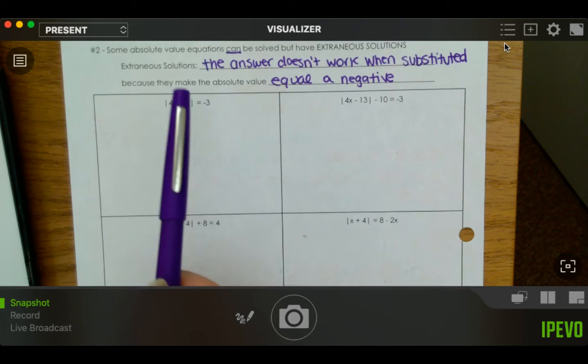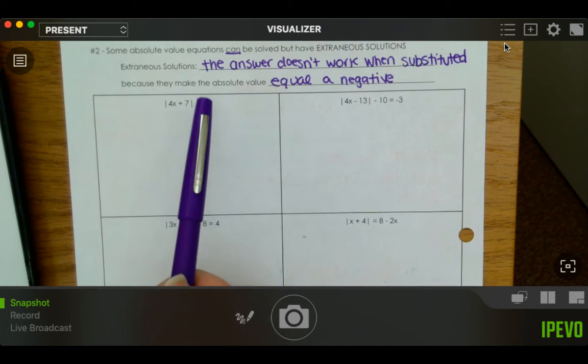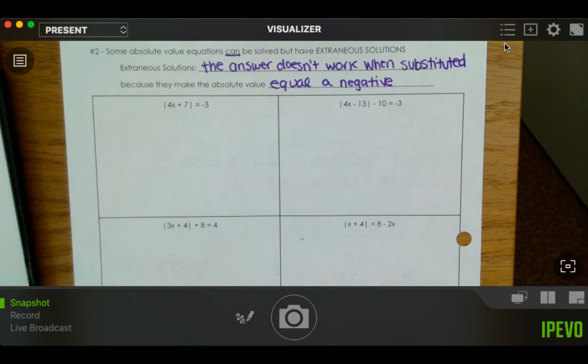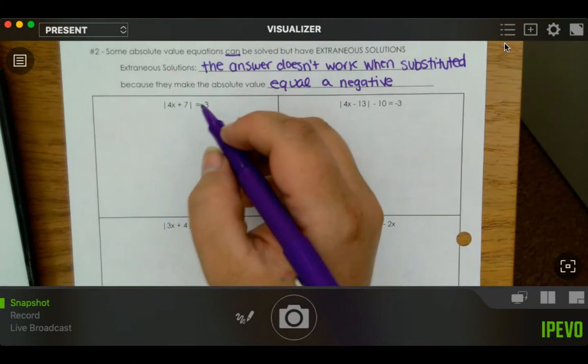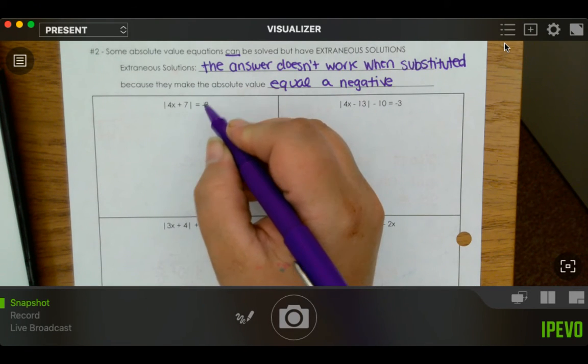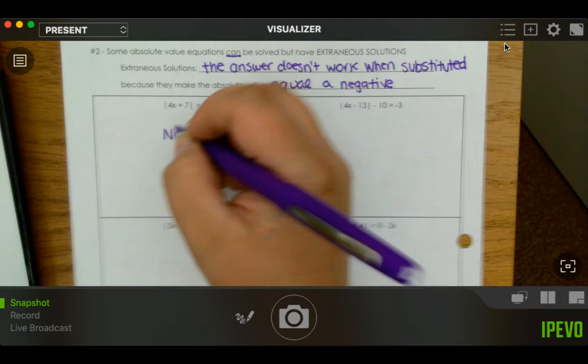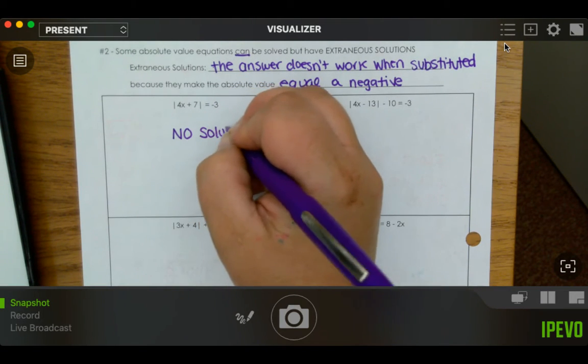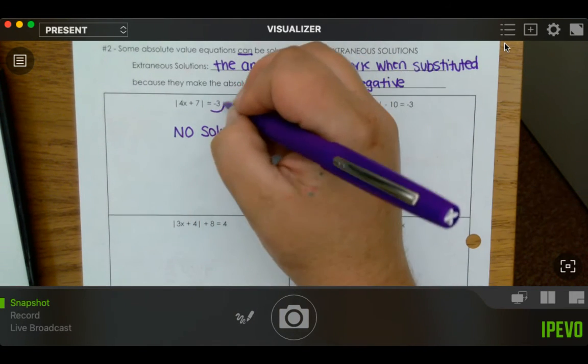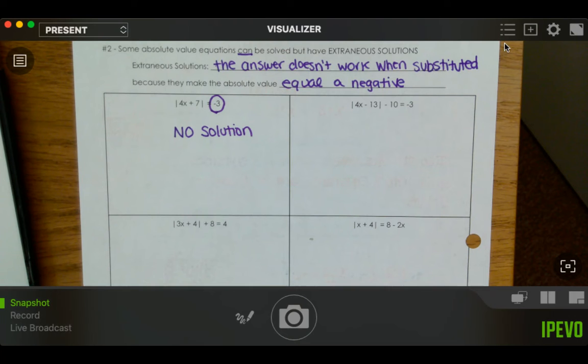However, on this first one, the absolute value of 4x plus 7 can't equal negative 3. Here's the easiest way to catch this. If you were to try and split up this equation, you would have to turn the negative 3 into a positive 3. It should always be making the number negative, not turning it back into a positive. This one is no solution because absolute values always equal a positive number, and that's a negative 3.